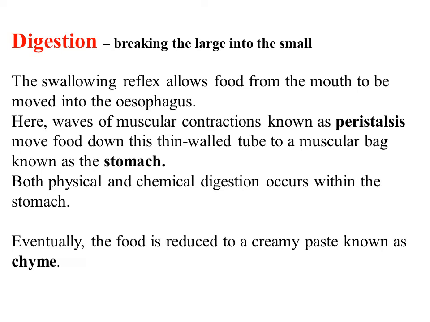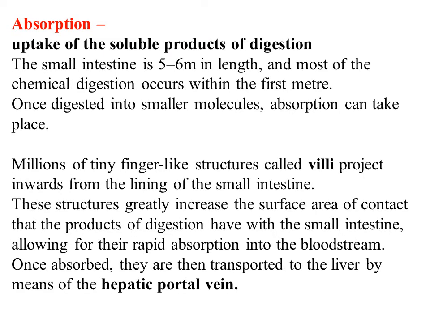Now the food has come into the stomach, and here chemical digestion will start. As you can see on the slide, eventually the food is reduced to a creamy paste known as chyme, due to the action of the digestive system. When the food is in the stomach, it is partially digested. After partial digestion, it is pushed by the stomach into the small intestine.